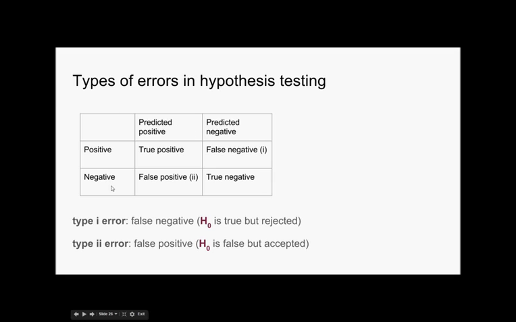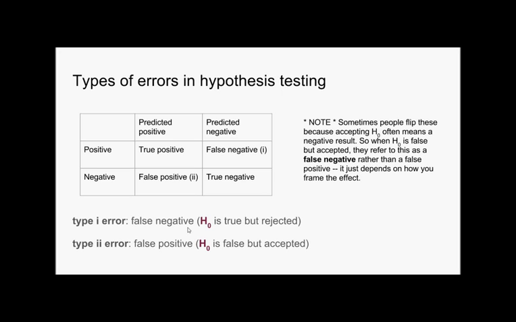is the true results. So if you predict the correct thing, you'd fall along this diagonal, so you'd get a true positive or a true negative in your hypothesis test. On the other diagonal, you get the types of errors you might get. So a type 1 error is when you predict negative, but it's actually positive. And a type 2 error is when you predict positive, but it's actually negative. So those are conversely called false negatives and false positives.